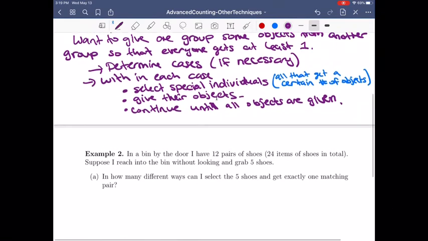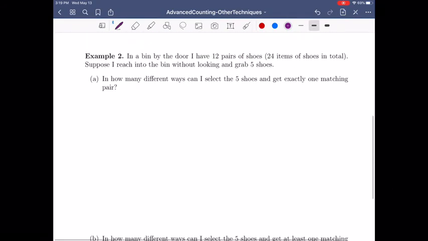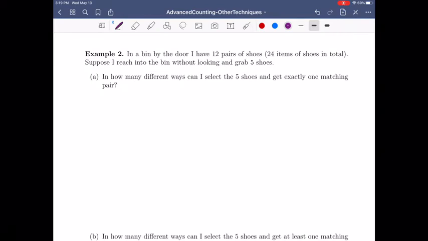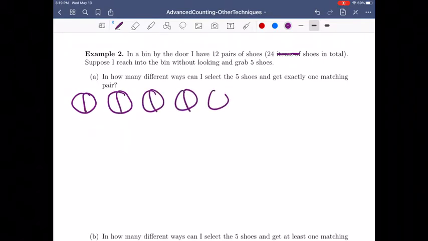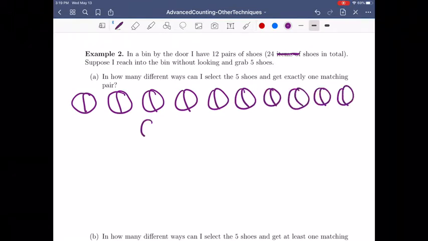Let's try another one. Suppose in a bin by the door, I have 12 pairs of shoes, so 24 shoes in total. I reach into the bin without looking, and I grab 5 shoes. First of all, I want to know in how many ways can I get exactly one matching pair. Again, for these ones, I like to draw a picture. 8, 9, 10, 11, 12. So these are my pairs.